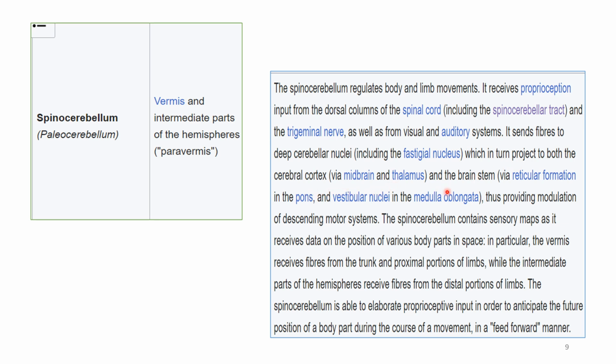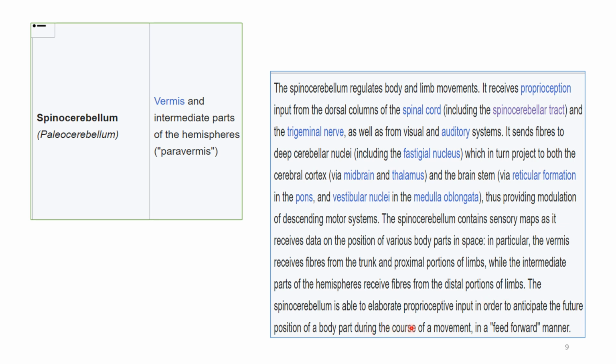via the midbrain thalamus, and to the brainstem via the reticular formation in the pons and vestibular nuclei in the medulla oblongata, thus providing modulation of the descending motor systems. This spinocerebellum contains sensory maps as it receives data on the position of various body parts in space. In particular, the vermis receives fibers from the trunk and proximal portions of the limbs, while the intermediate parts of the hemisphere receive fibers from the distal portions of the limbs.